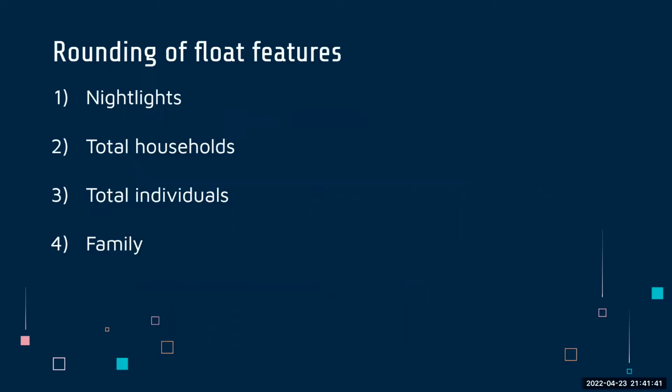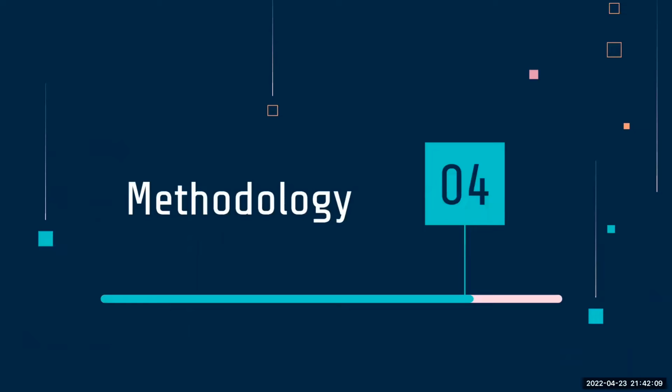Next, we perform the rounding of float features, as features such as nightlight, family, total households, and total individuals are intuitively variables that are integers in nature. To ensure the theoretical accuracies of these features, the values of these features are rounded to the floor of the integer or nearest 10th digit. The rounding of family, which is the number of individuals in a household, resulted in the largest reduction of RMSE of 0.046. Now we'll move on to the methodology.